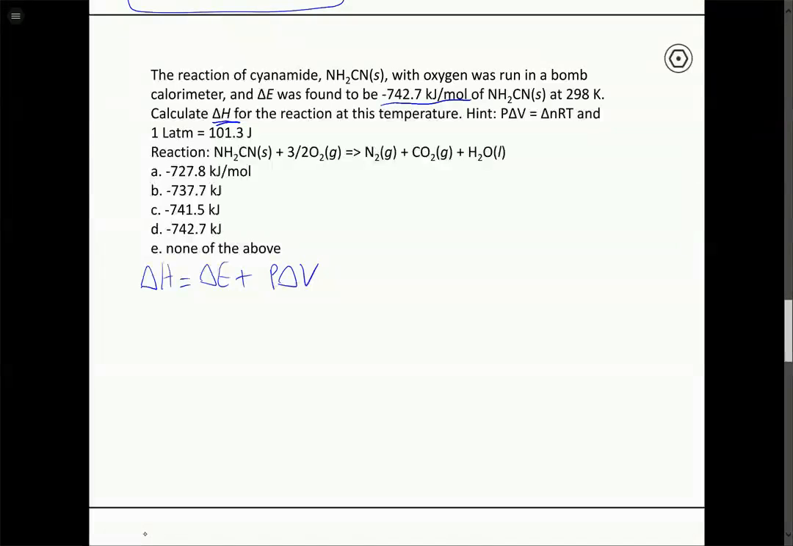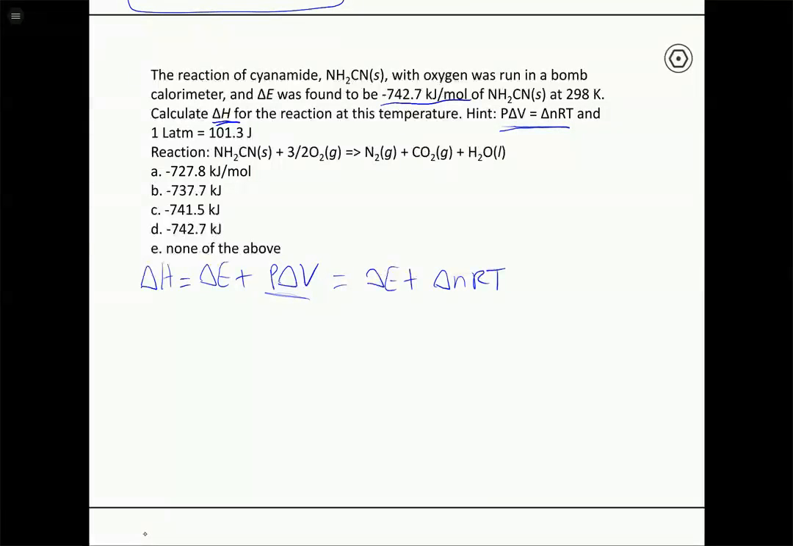So we're given delta E, we just need this P delta V term to be able to calculate delta H. However, we're not given anything directly about the pressure and the volume, but we are given this hint that P delta V equals delta nRT. And that comes from the ideal gas equation, which we just introduced on Friday, and we'll see a lot more of this week in class. We can rewrite it as this.